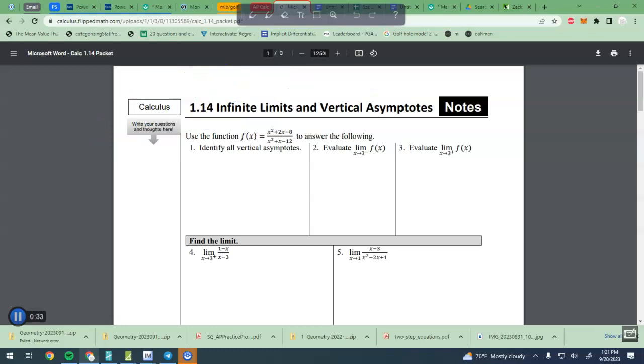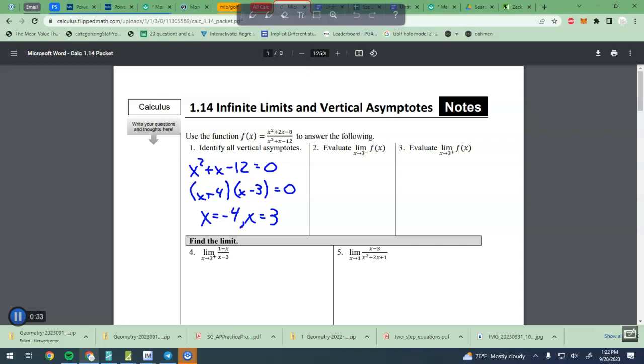So to start, and everyone does this differently, you either set the bottom equal to 0 or factor. I'm curious how many do. How many of you would do this and then solve it? And so I'd get x equals -4, x equals 3. And then I'd plug back in. And if I get 0 on top, what do I have? Removable discontinuity. And if I don't get 0, what do I have? I have vertical asymptote. How many of you do it this way?